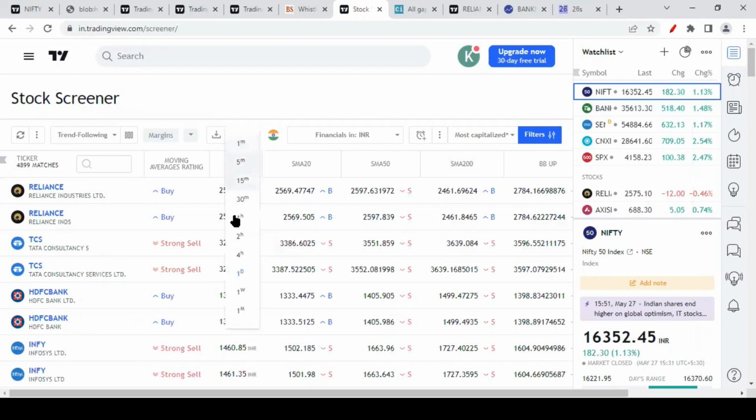So this is on the daily time frame. Even on the 15-minute chart, if the markets are open and you want to check the stocks which have opened gap up, you can check that as well.